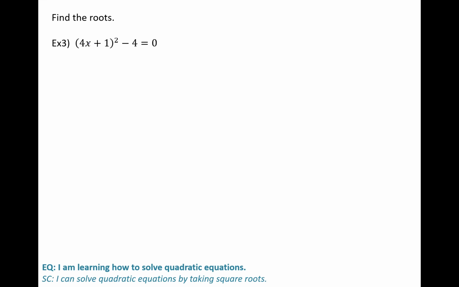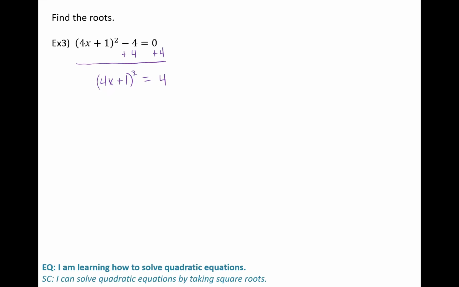We cannot get to that x until we deal with the parentheses squared. Before I do that, I want the parentheses squared to be by itself. So I really want to start this problem by getting rid of this 4. So I'm going to move 4 to the other side. Again, remember my goal is to get the x by itself. So I have 4x plus 1 squared equals 4.